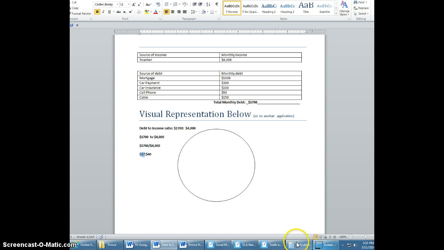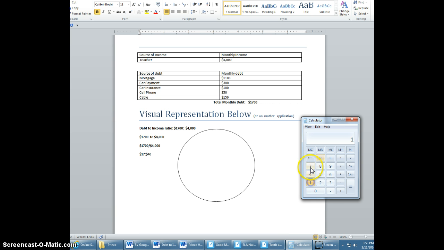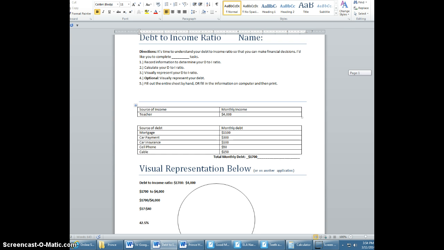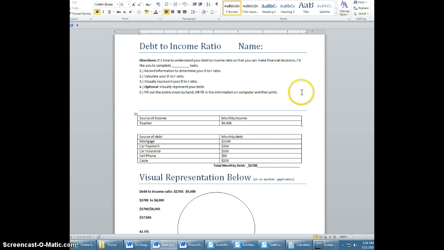Now I'm going to actually calculate this here. I will do 17 divided by 40 equals that decimal, and I'm going to multiply it by 100. And I get 42.5%. So at the end, when you calculate your percentage, what we find out is that 42.5% of my income disappears towards paying debt. Now I could represent that with a line.